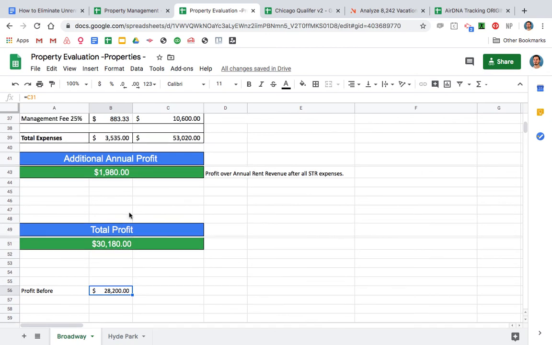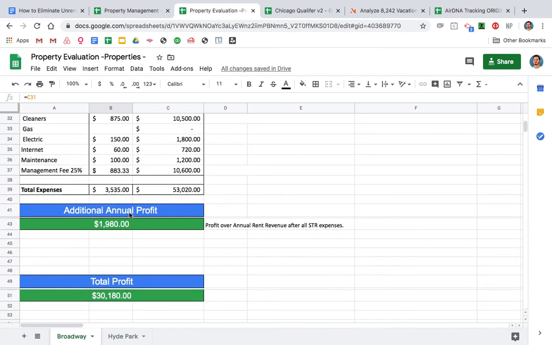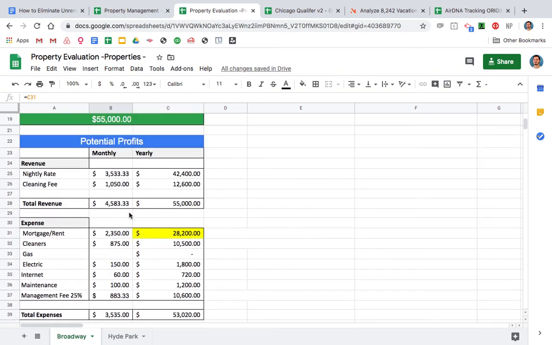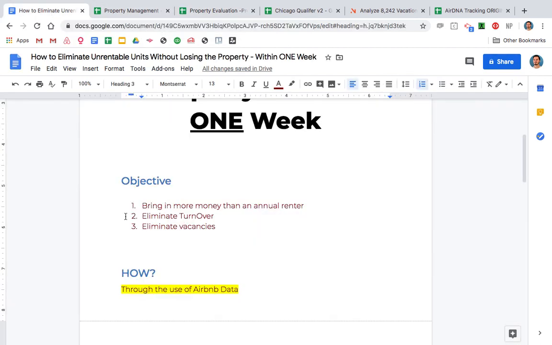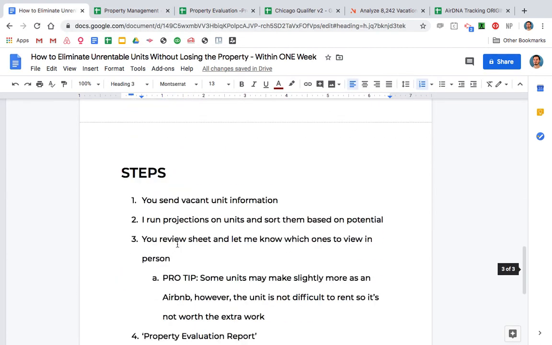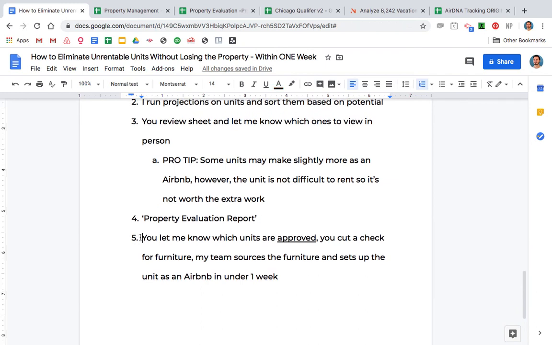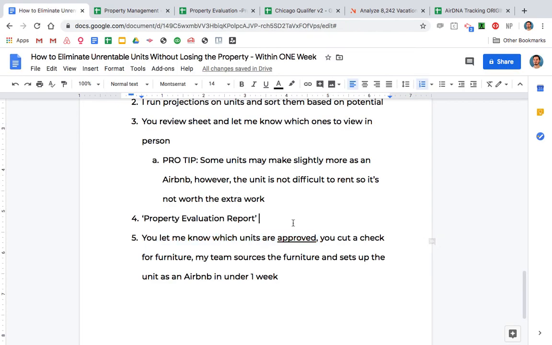So this is an actual scenario. This is one that we actually did with the landlord, and we broke it down for him and showed him exactly how it's going to work out and how it looks when it's all put together. Okay. Now the next step is fairly simple. The next step is you let me know which properties are approved. So I send you all that information and you let me know which ones you say, okay, let's go for it, right?